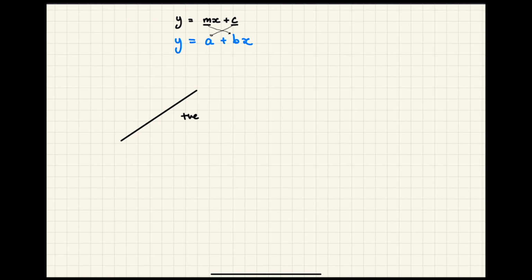And you have a positive gradient when your b or your m is positive. So if you know that, then you know you have positive correlation. And then the same thing counts for negative correlation.